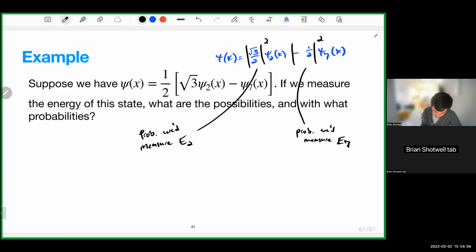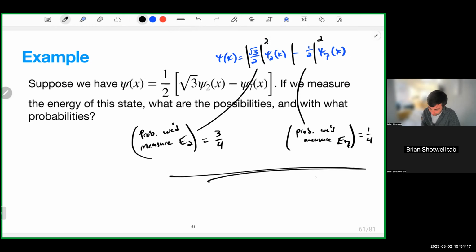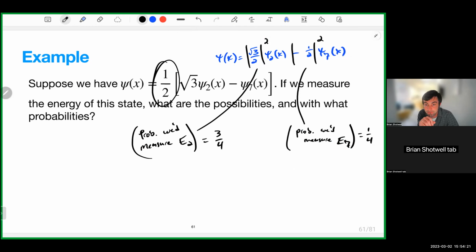So the probability we'd measure E2 is square root of 3 over 2 squared, which is 3/4. And the probability we'd measure E7 is 1/4. 1/2 squared is 1/4. And actually, it's knowing that these probabilities need to sum to 1 that I know I have to put a 1/2 right there. So this is one question you could ask.